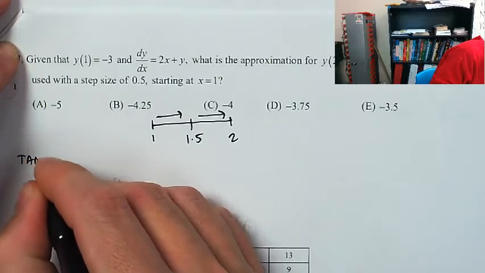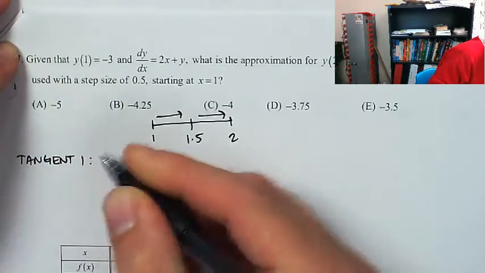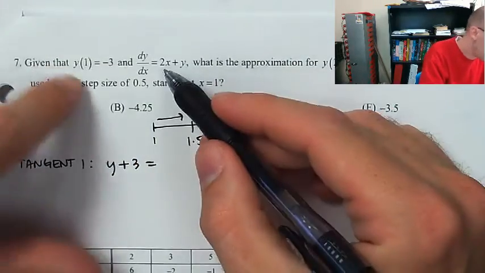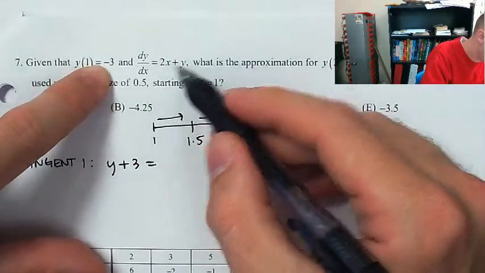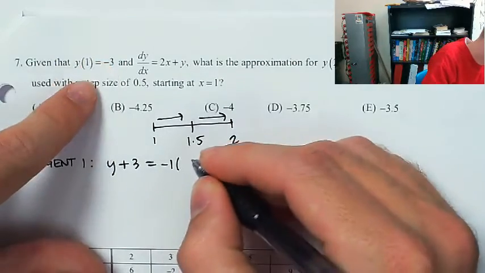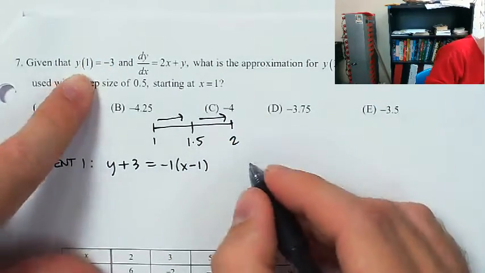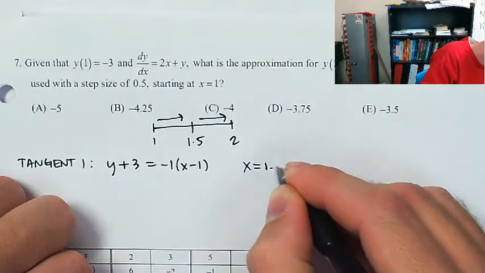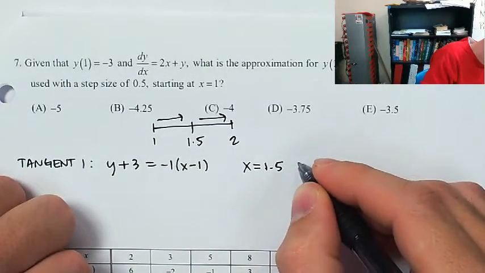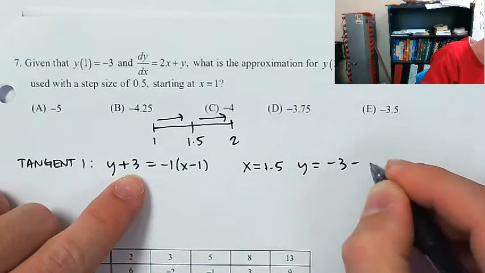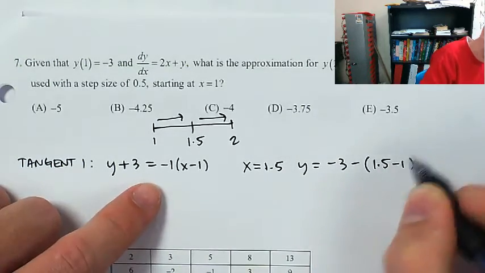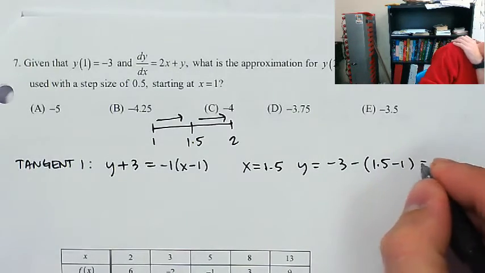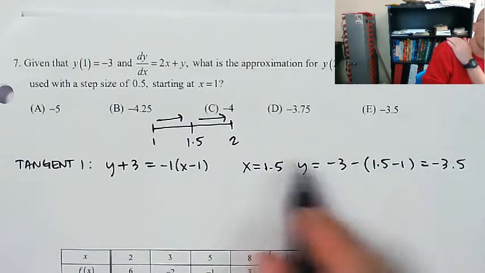So the first tangent line is going to be, okay, y minus negative 3 equals the slope, which is going to be 2x is 2, plus y is 2 minus 3 is negative 1, times x minus 1. Then I'm going to plug in my first step, that's x equaling 1.5. And so that means that y is going to equal negative 3 minus 1.5 minus 1. So that's, I think, negative 3.5. Okay, so I've got my new point.